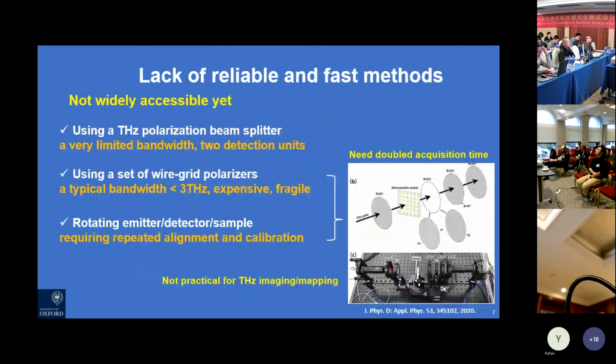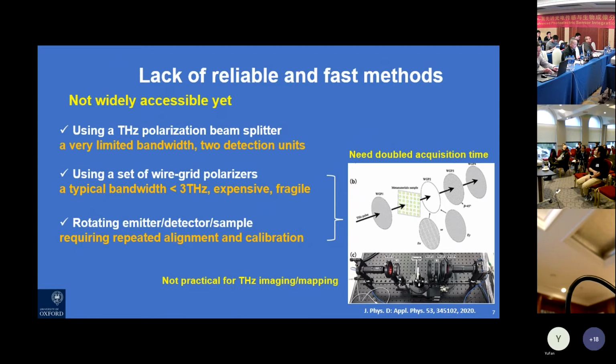Okay, if a polarization-resolved terahertz system is so powerful, why hasn't it been widely accessible yet? The reason is there is still a lack of a reliable and fast method to measure the polarization state of the terahertz pulse in the TDS system. And there are 4 common methods that have been developed for such polarization sensing technique.